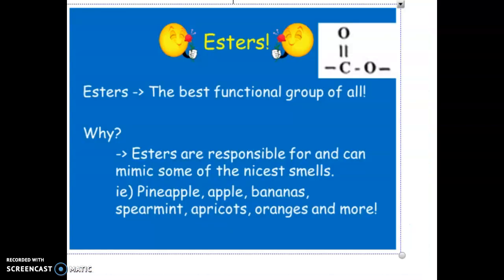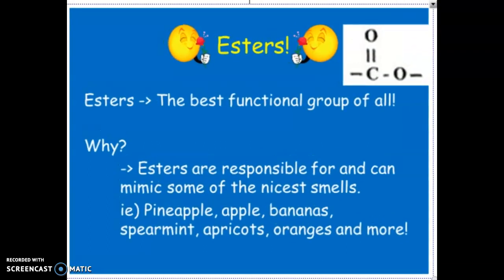So we went through those examples. Okay, so esters are our next functional group, and actually they are a lovely functional group.